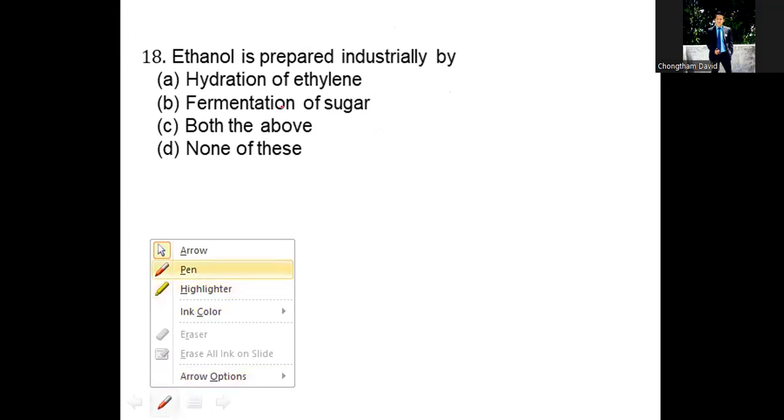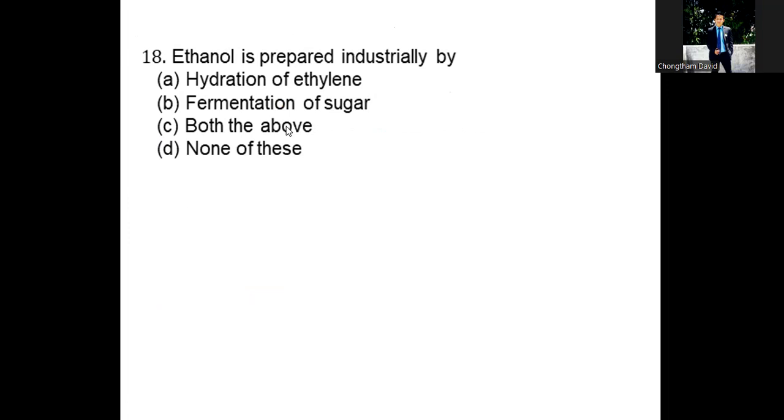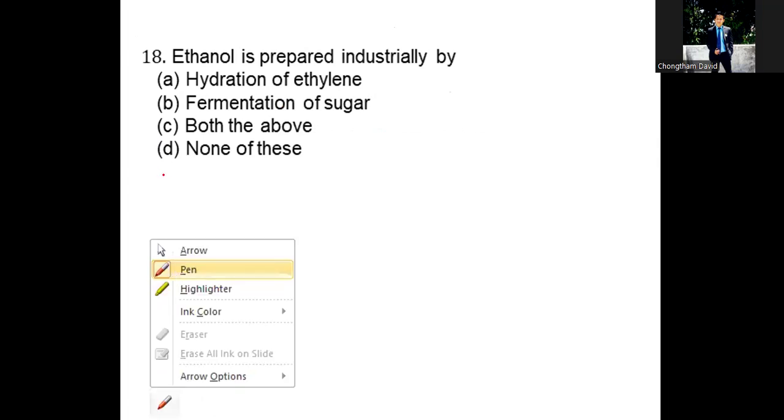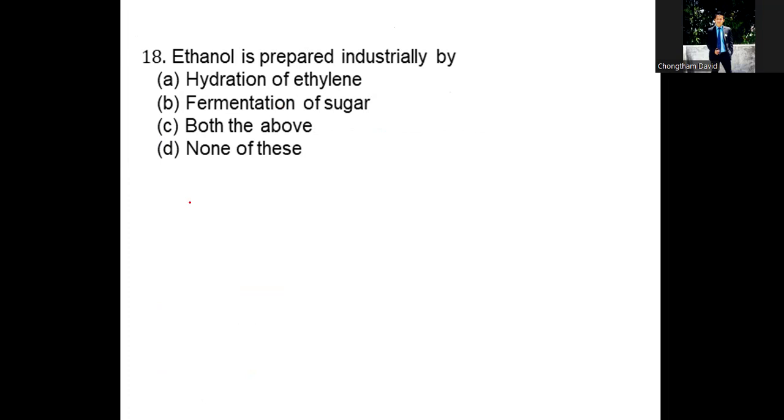Let us see. It can be prepared by hydration of ethylene or fermentation of sugar. In olden days, people used to make grape wine, bananas. They are a good source of carbohydrate. When it undergoes fermentation, you can generate ethanol. Right, question number 18. Let us see. This is ethene. When this is treated with acid, I will write sulfuric acid in this way because it can ionize in solvent.